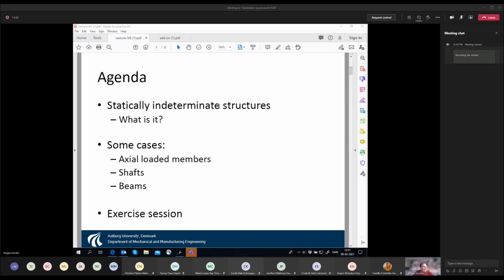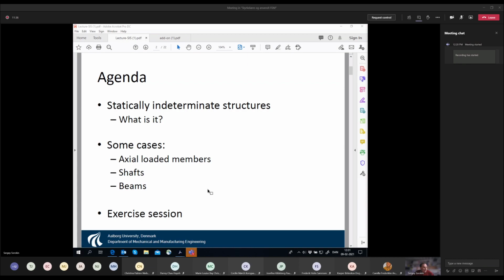So the first thing is just to define what statically indeterminate structures are. What is the feature of these structures? Then we look at the simple cases, which are axially loaded members, extension and compression, then shafts in torsion, and then beams in bending. And then there is a very long exercise session with a lot of problems. But to be honest, this is something which is nice to do.